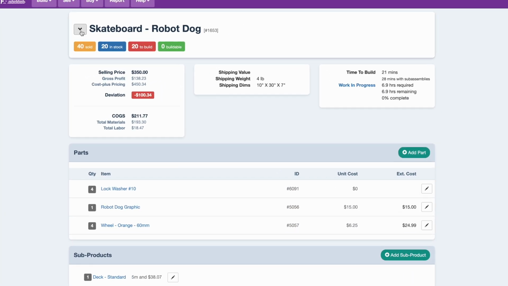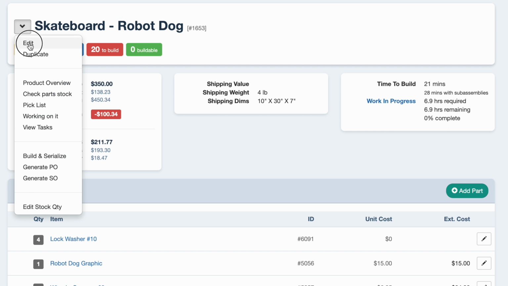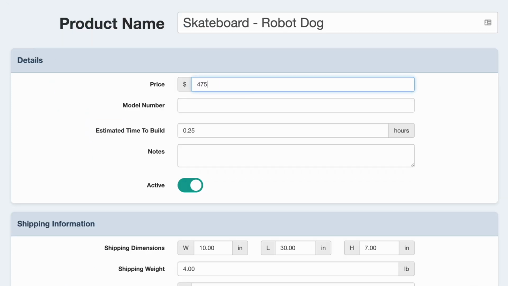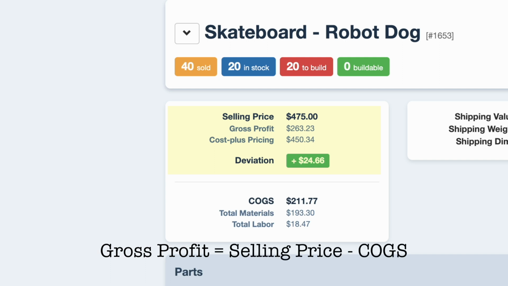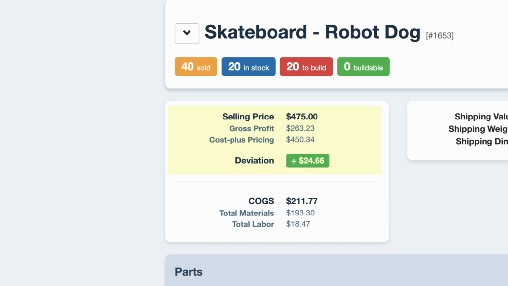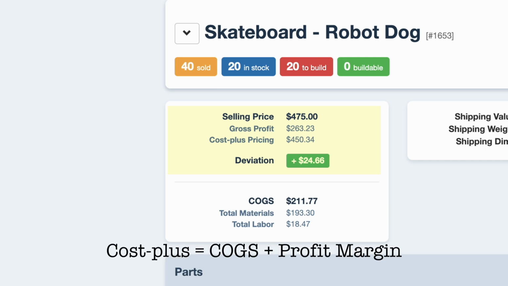Okay, now let's look at the top section. Selling price is the price that you set for the product. Gross profit, that's the difference between the selling price and your cost of goods sold, or COGS. Cost plus pricing is calculated using the parameters I just configured. Off the Shelf adds the gross profit margin to the materials and then uses the labor pricing rate for the production time.